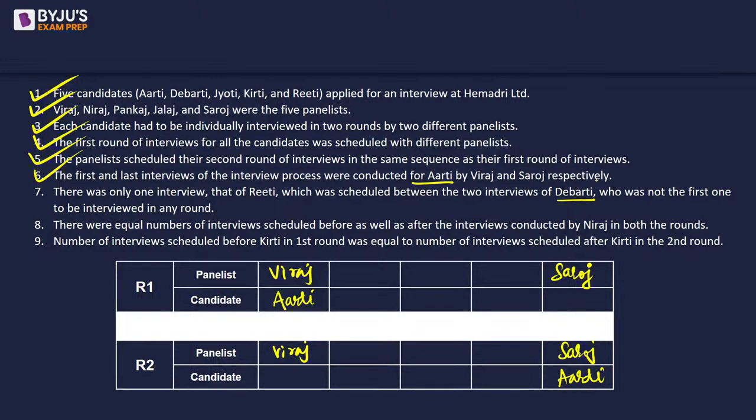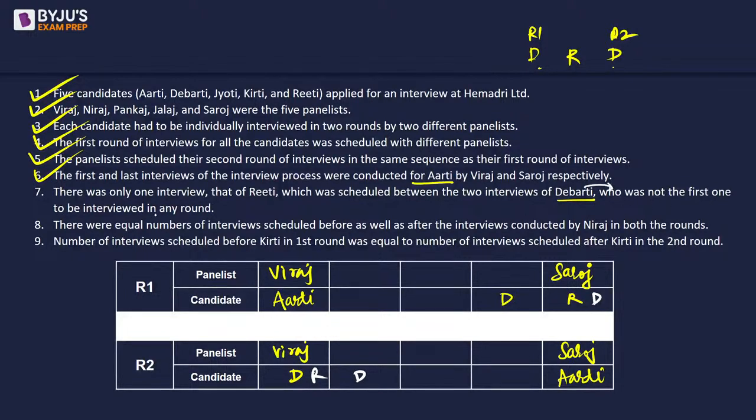Now 2 interviews of Debarti हमें चाहिए. So Debarti and we will need Riti का. But Debarti and Debarti, they cannot be in the same round, whether round 1 or round 2. So how should we place it so that Debarti एक round 1 में हो या round 2 में? So can we say we can have Debarti, Riti and Debarti possible? Or we can have Debarti, Riti and Debarti possible? 2 cases हैं.